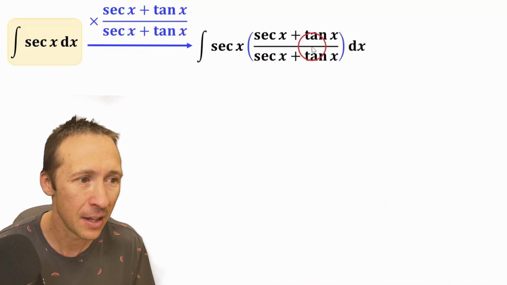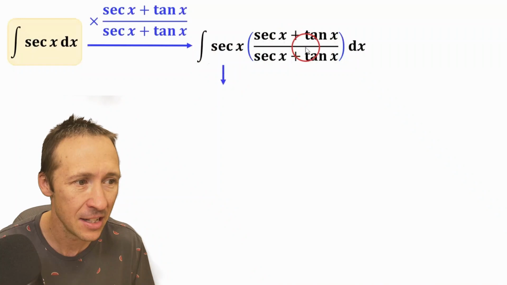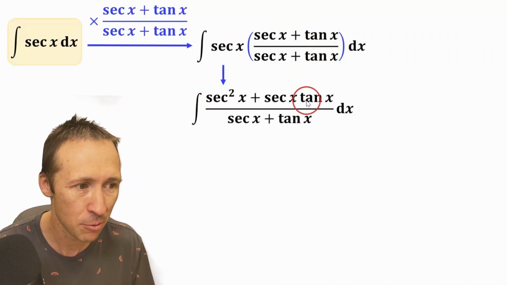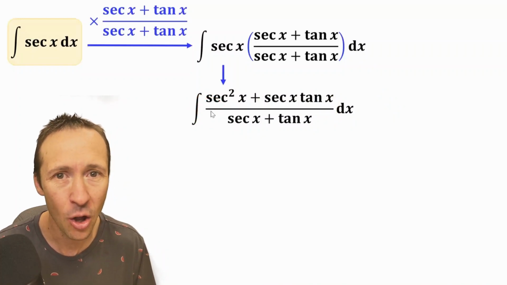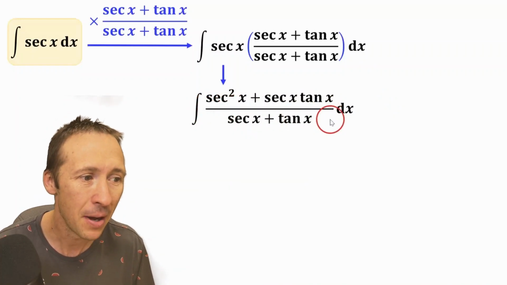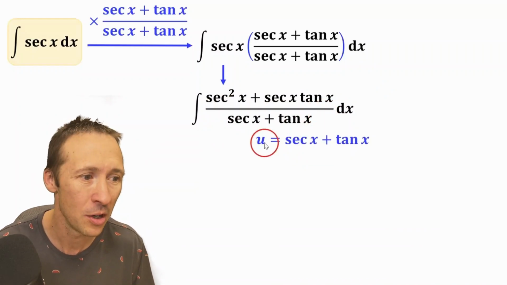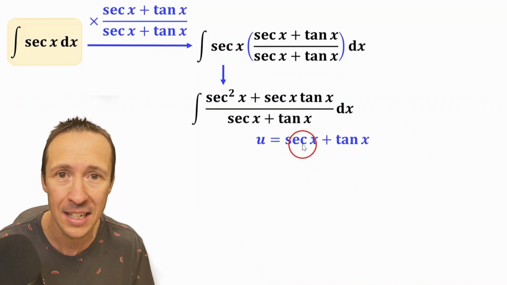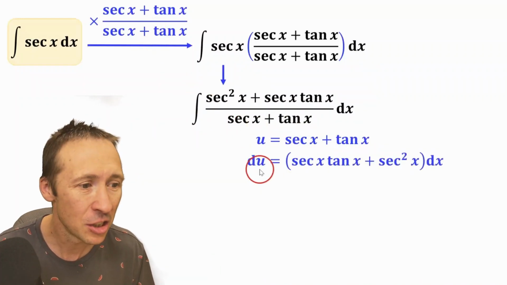And if we do that, we're left with this result here, and then we'll expand the secant x into the numerator to give us this expression right here. Now, it looks like we've made things a lot more complicated, right? But, check this out. We're going to do a simple u substitution where u equals the denominator, secant x plus tan x. And then when we take the derivative and rearrange, check this out.